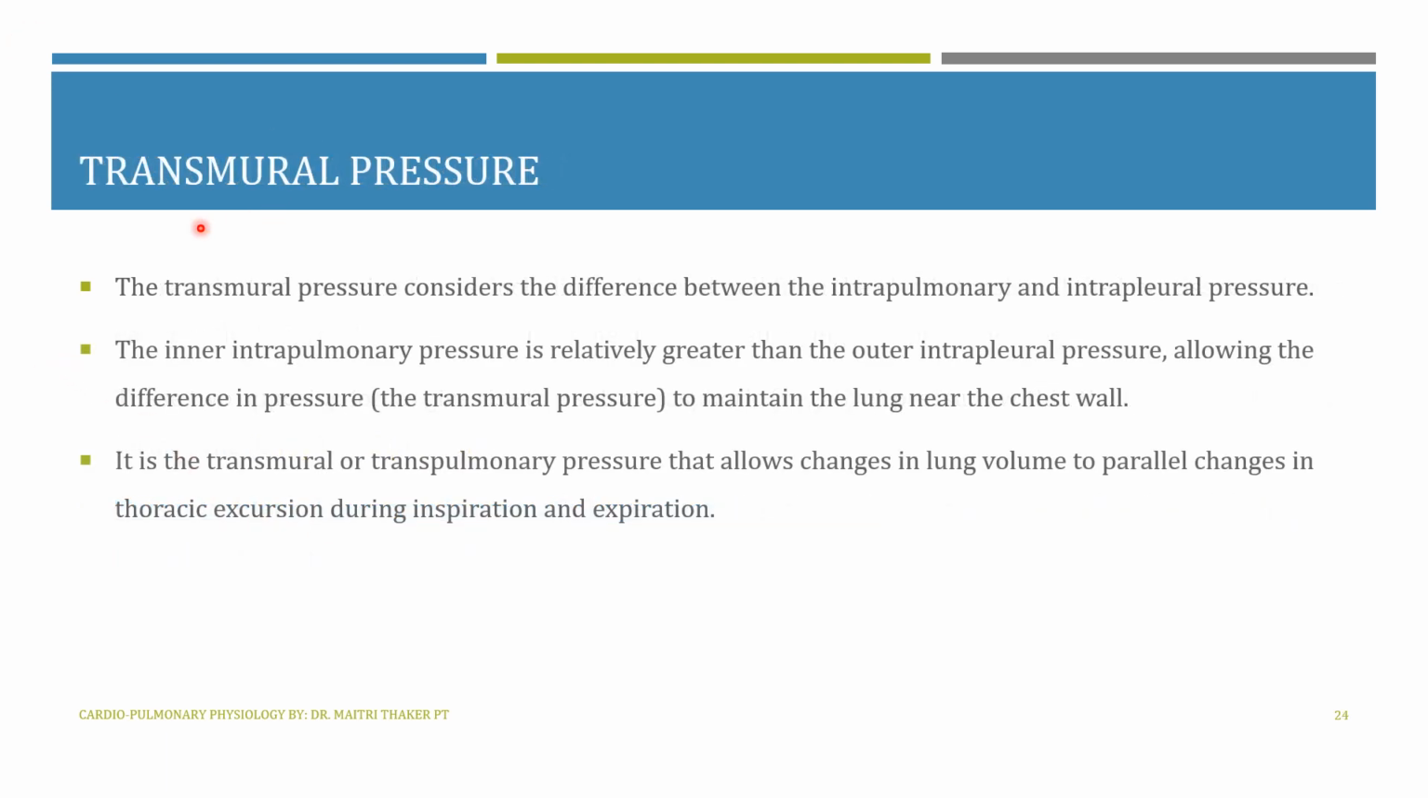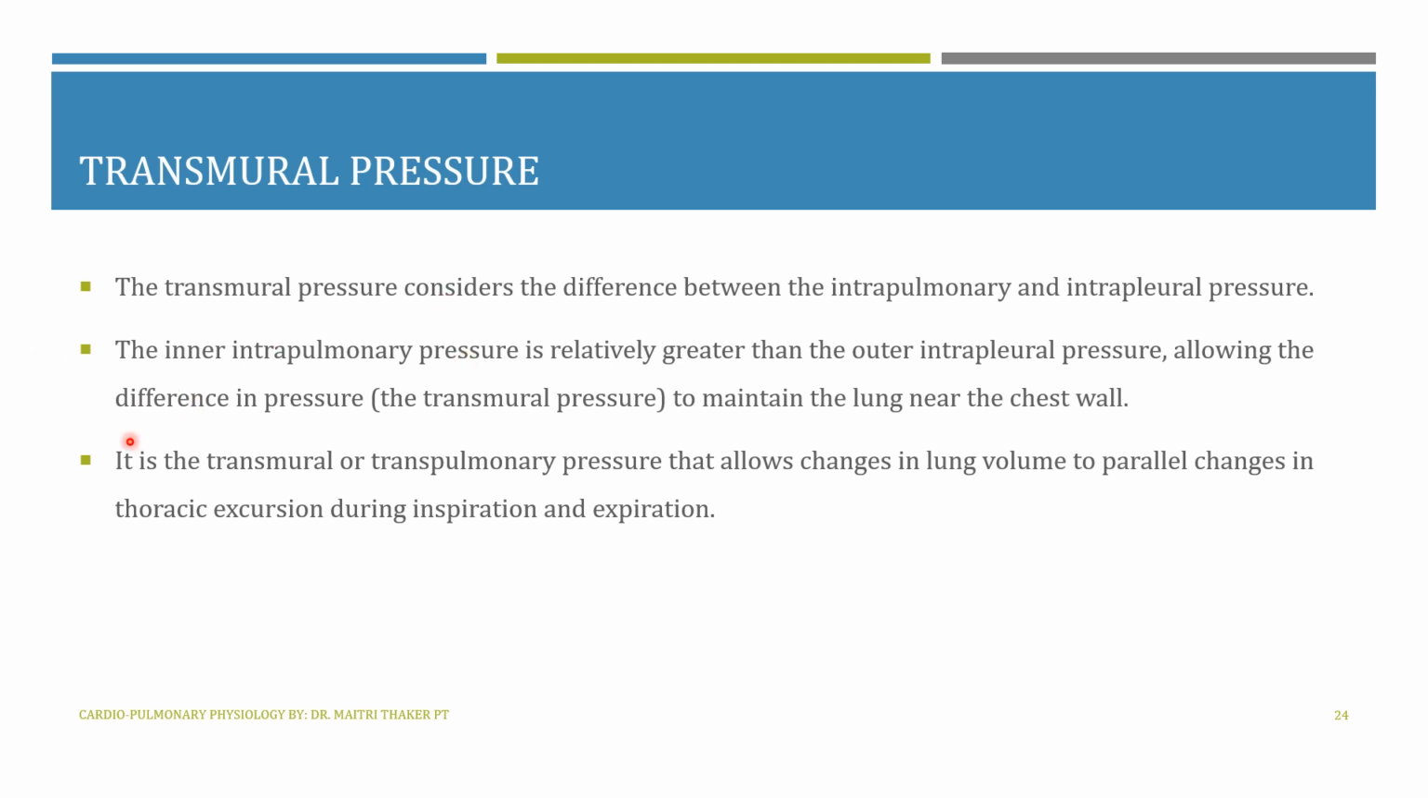Now what is transmural pressure? Transmural pressure is the difference between the intrapulmonary and intrapleural pressure. The difference between these two pressures is your transmural pressure. The intrapulmonary pressure is relatively greater than the outer intrapleural pressure, allowing the difference in pressure to maintain the lungs near the chest wall. Otherwise, the lungs will collapse.